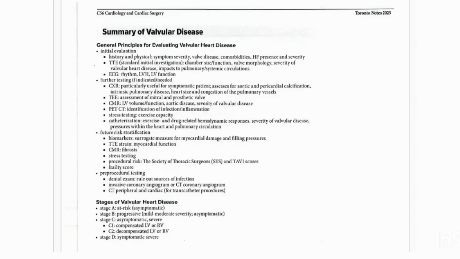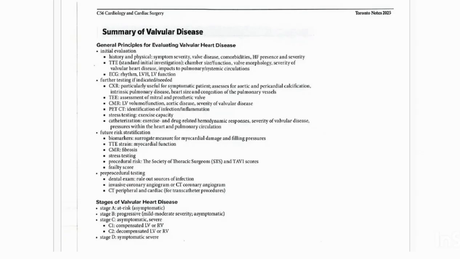An electrocardiogram, ECG, should also be performed to evaluate cardiac rhythm, detect left ventricular hypertrophy, and assess evidence of ventricular dysfunction. Further testing when indicated. Additional investigations are selected based on the patient's clinical presentation. A chest X-ray is particularly useful in symptomatic patients. It helps assess heart size, pulmonary vascular congestion, intrinsic lung disease, and detect aortic or precordial calcification.